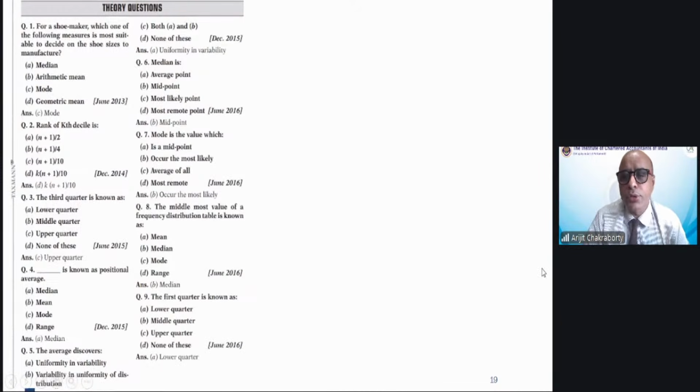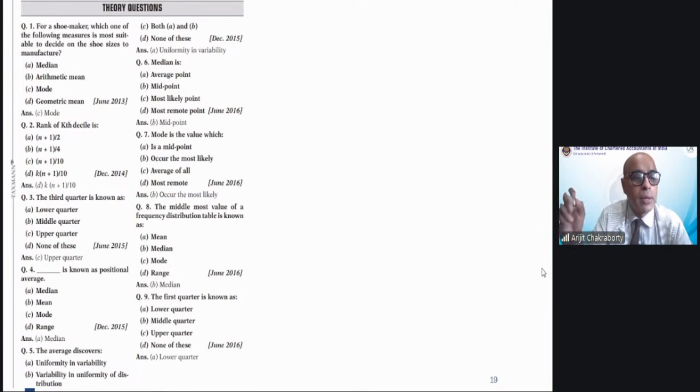Some more theory questions that have come in the last 14, 15 years. Just quickly looking at some of the theory questions. For a shoemaker, which one of the following measures is most suitable? Shoe sizes, well, it is mode. Then rank of the kth decile. So it's based directly on the formula.